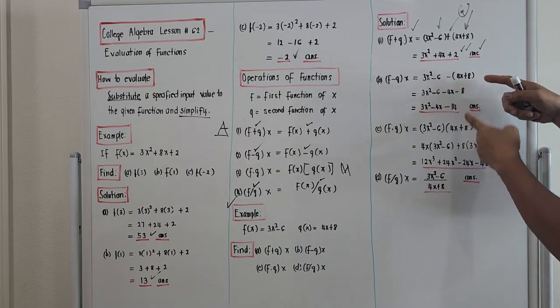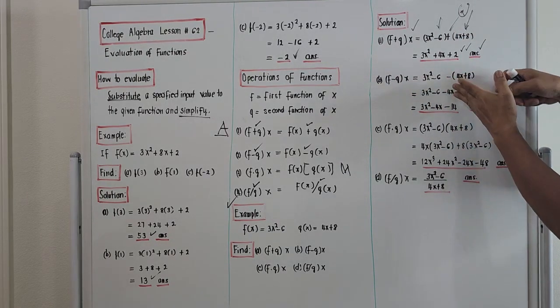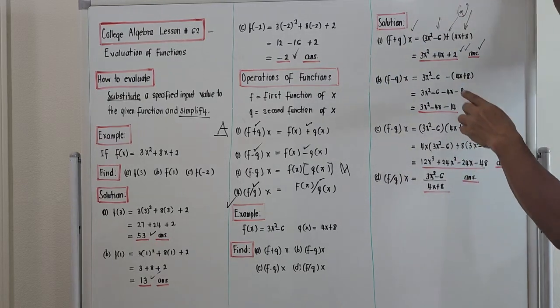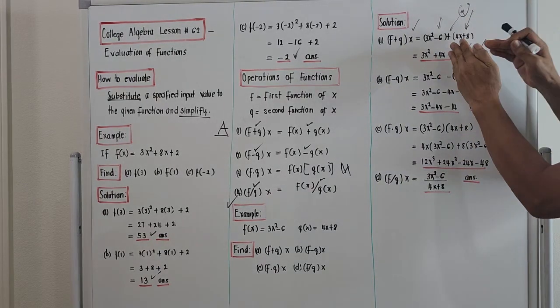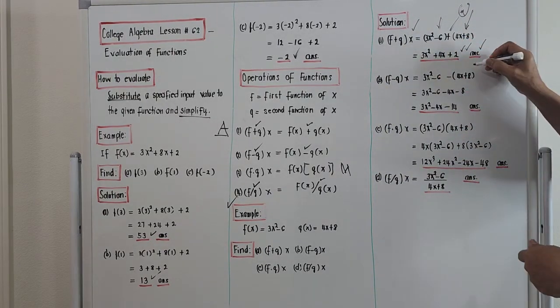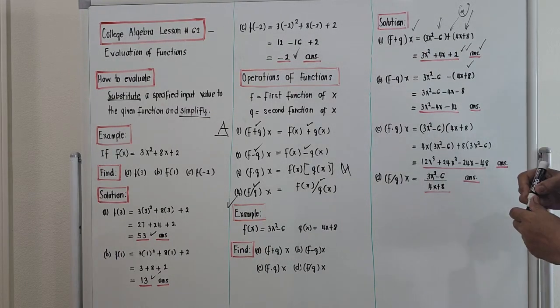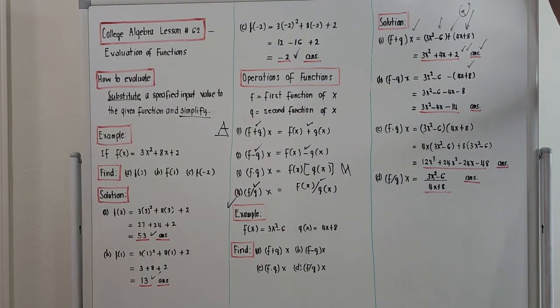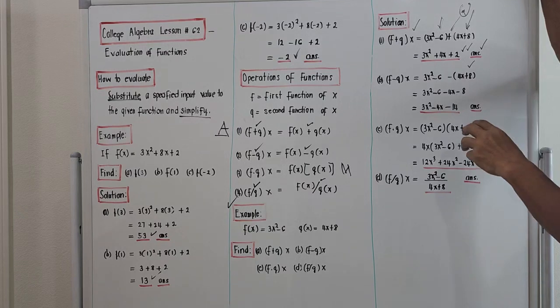Minus. Open quantity. Okay, I place the quantity here. It's very dangerous because the operation is subtraction. We must put the quantity: 4x plus 8. Right? Simplifying this one, we'll expedite a little bit.